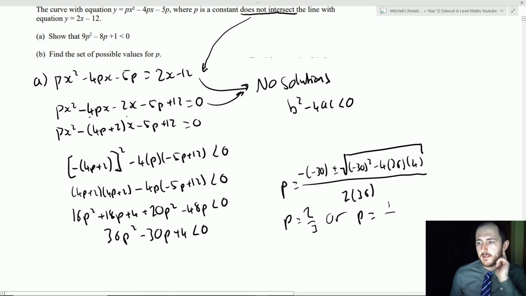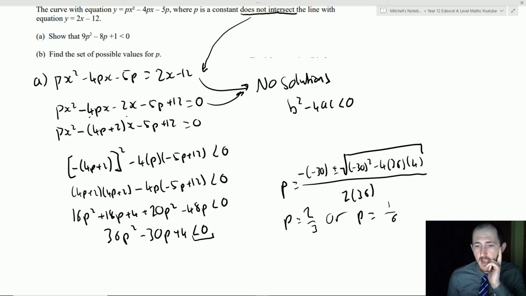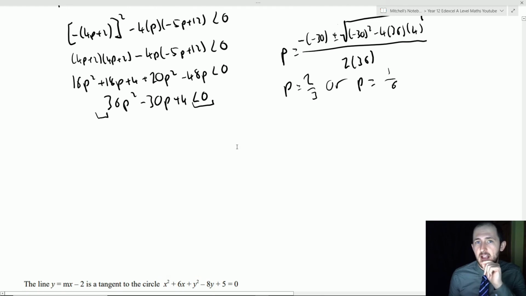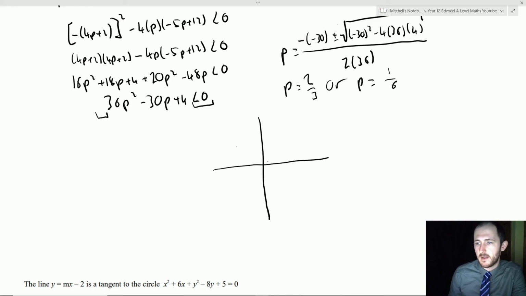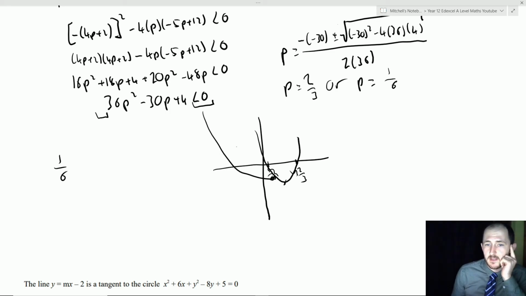And 1/6. So I'm hoping maybe some of you by now have noticed that when it's less than 0 and this number's positive, the inequality is always between those two values. But for those of you that might not be convinced, we have a sixth, 2/3. We're looking for under 0, so that's below the x-axis, so these values here. So again, it's going to be a sixth is less than p is less than 2/3.